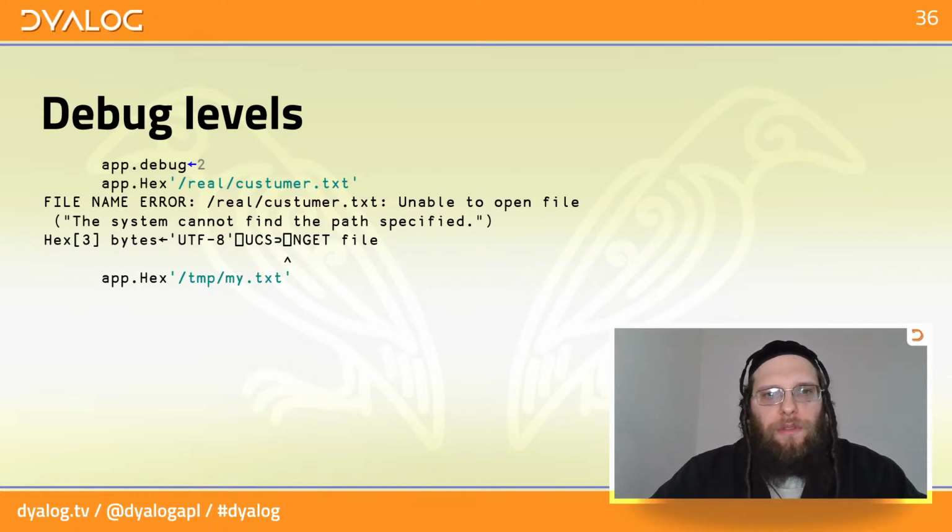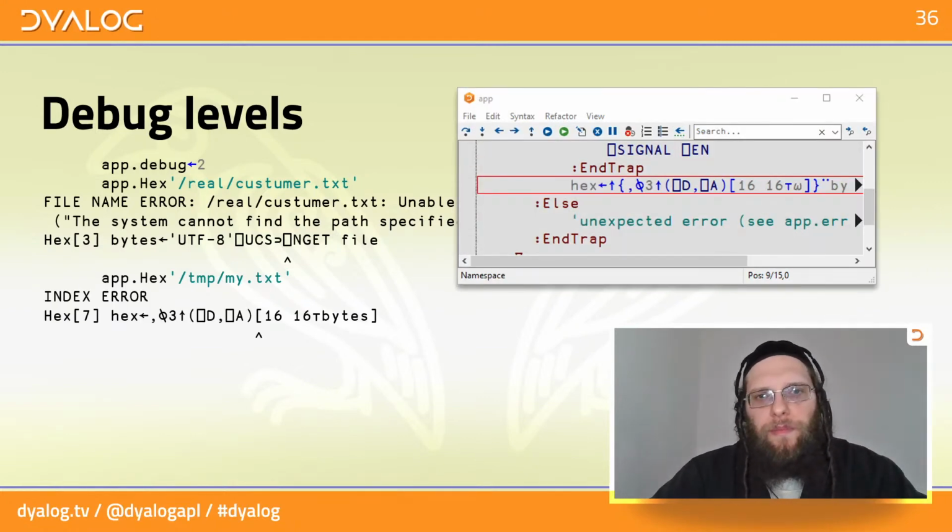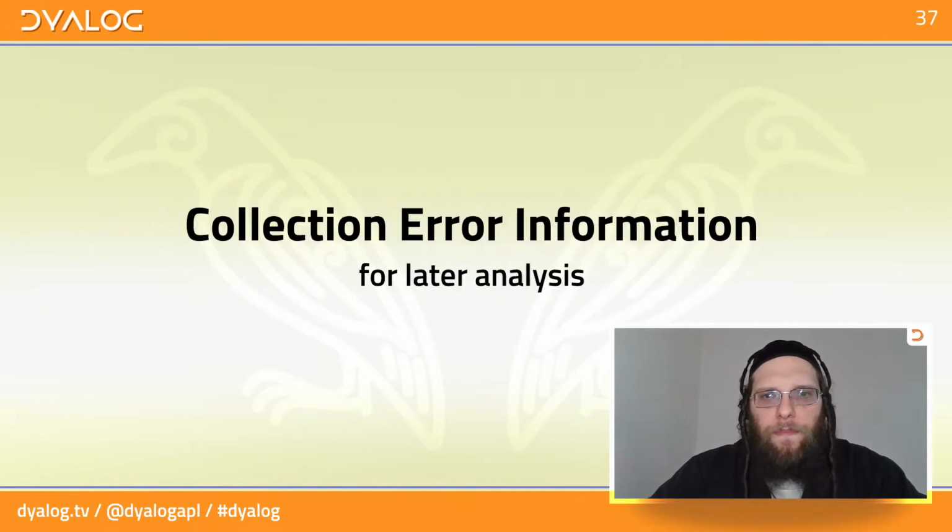So, and of course, using the file that causes the index error, it has the same behavior as before. But as I said, we could tell the user more about what went wrong rather than "an unexpected error happened, click OK to continue."